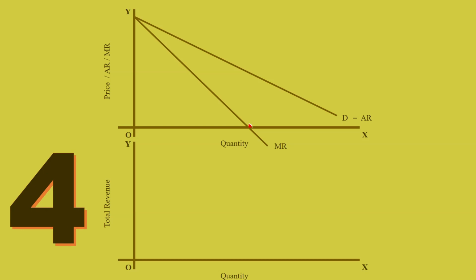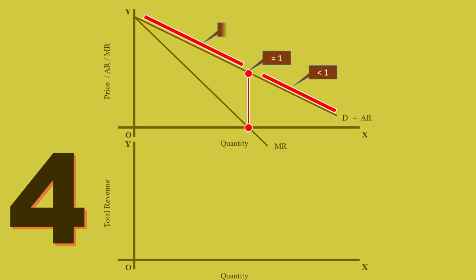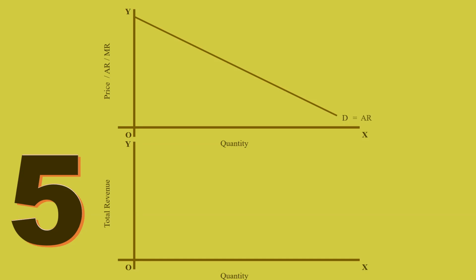4. When marginal revenue is zero, corresponding to the point on average revenue curve, the elasticity of demand is unitary. To its left, elasticity is greater than 1 and to its right, elasticity is less than 1. 5. When average revenue is linear and slopes downward, marginal revenue lies exactly in between the y-axis and average revenue curve, or at equidistance from y-axis and the average revenue curve.